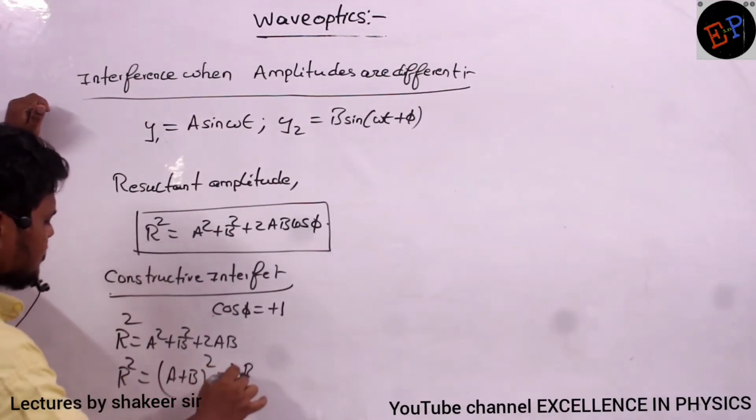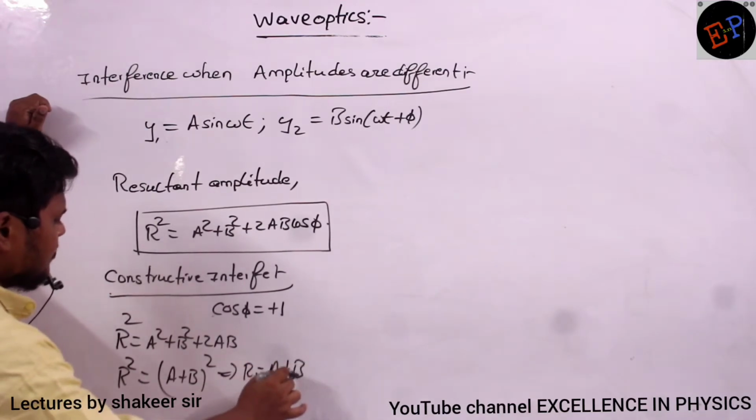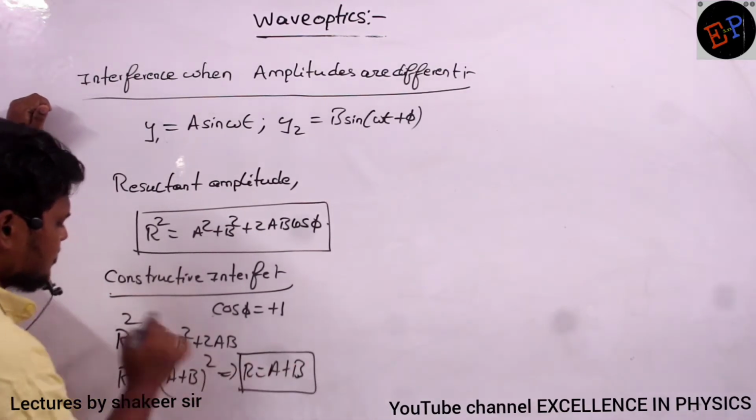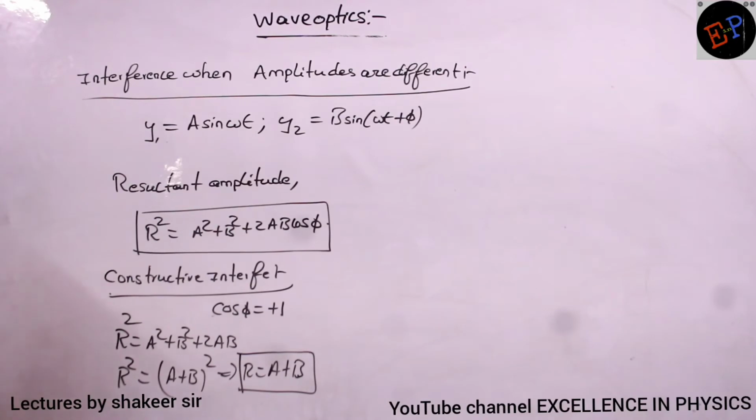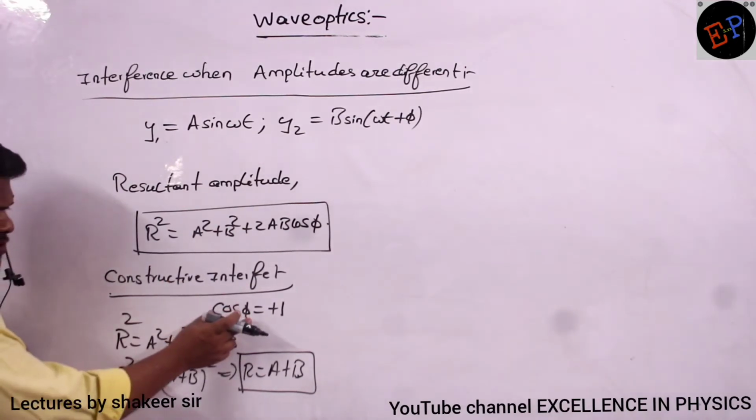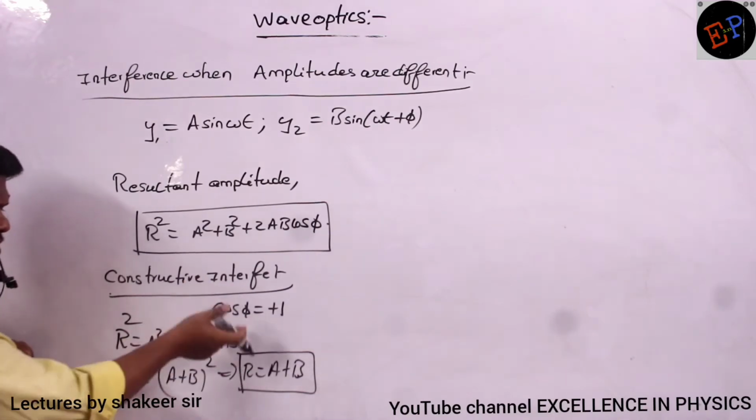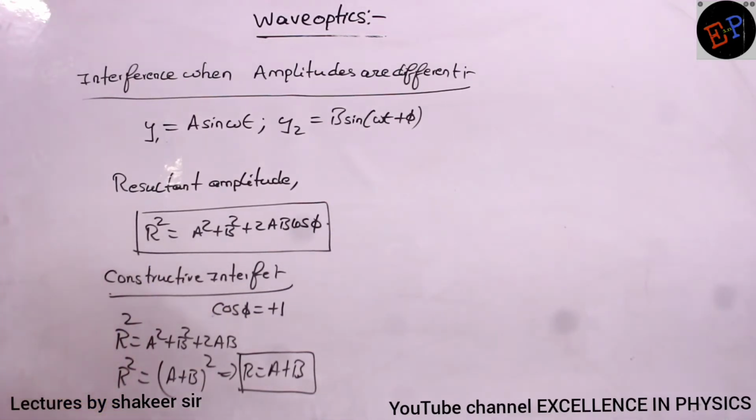Nothing but R is equal to A plus B. It means just add their magnitudes, that is my answer. Understood now what is happening? So if the phase difference is 0, then constructive interference happens. Are you able to understand? Then cos of the phase becomes 1, then it is this formula, no?